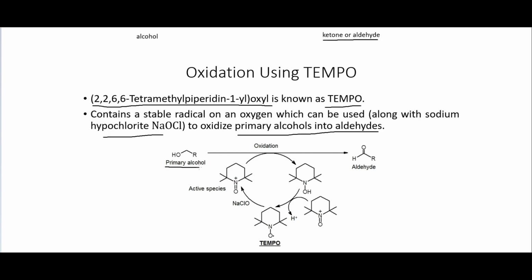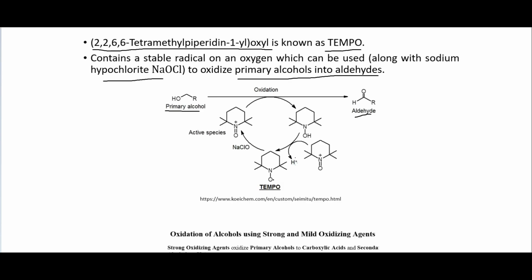So again, we want to turn our primary alcohol into an aldehyde, and we can use this TEMPO here to do this. So we're bringing in the sodium hypochlorite right here. We have this radical intermediate right here, and so with this active species, we can actually do the oxidation of the primary alcohol into an aldehyde that will turn this right here into this right here. Then we regenerate our active species using this mechanism.